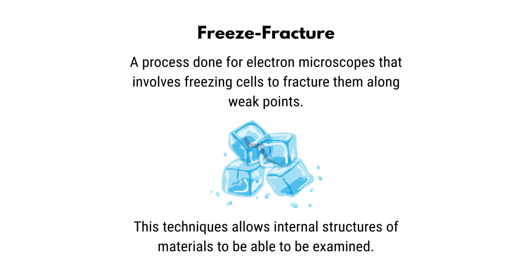And then finally we have freeze fracture. Now this is a process done on electron microscopes as well that involves freezing the cells and fracturing them along weak points, as the name would suggest, obviously. And this technique allows for internal structures of whatever is under the microscope to be examined, like different membrane structures.